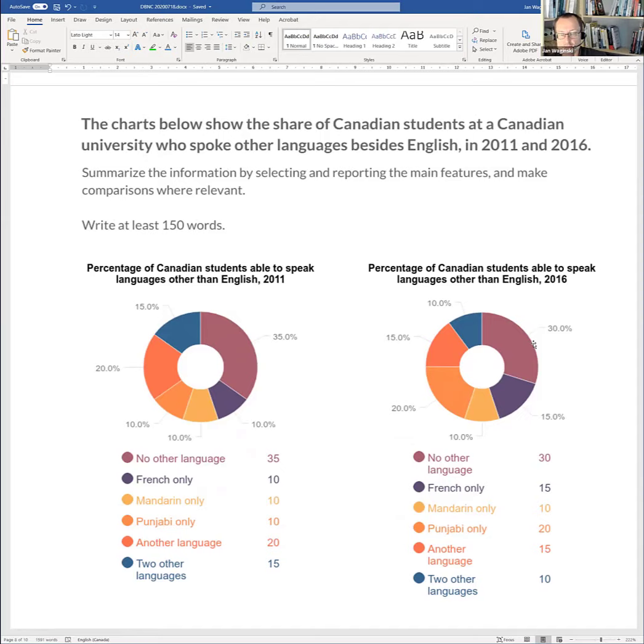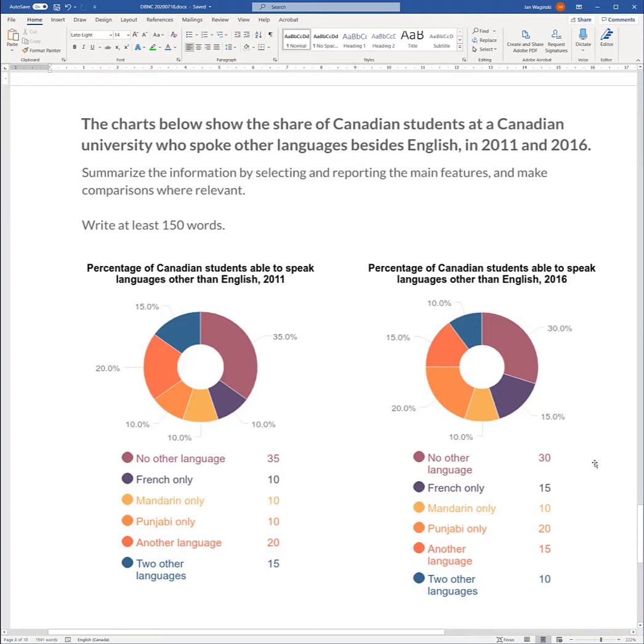Okay, so just tell me what you notice. The Punjabi only students, the number of Punjabi only students is increasing in 2016, like about 50%. By how much percent? 50%, because it was 10 before, and now it is 20, almost double. 100%, sorry, not 50, it's 100%. That's right, 100% difference.